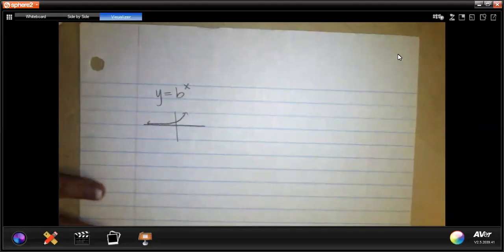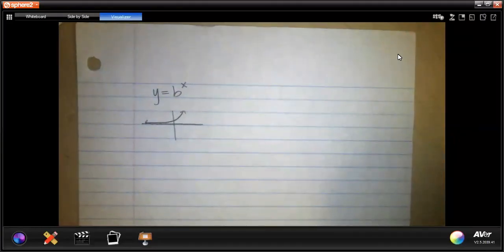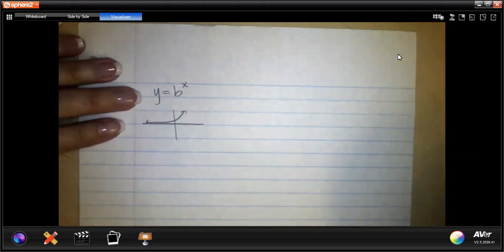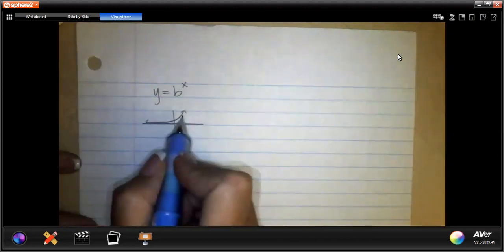All right, today we're going to be graphing logs and doing transformations of logs. In order to do that, we want to recall a couple things. We'll start with the exponential, y equals b to the x, and it looks like this.